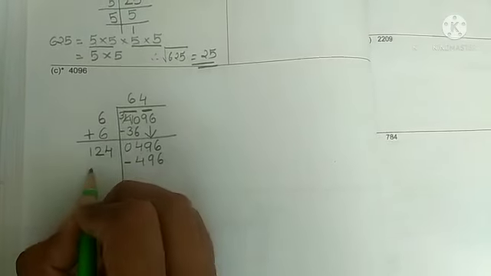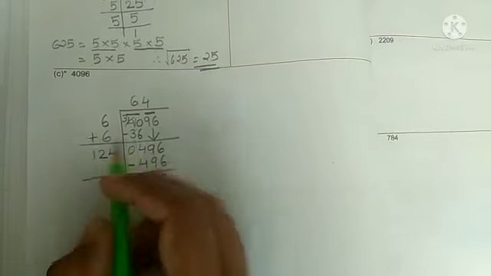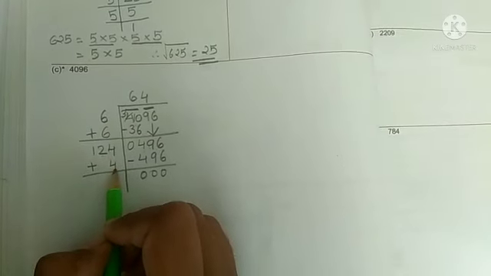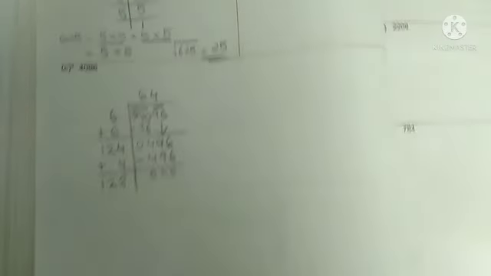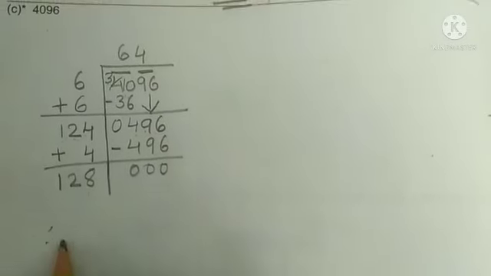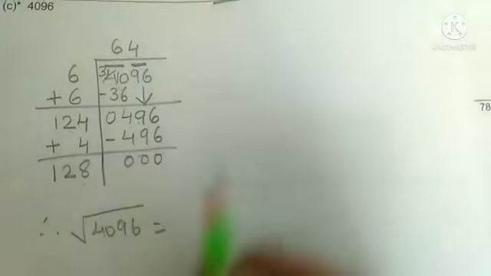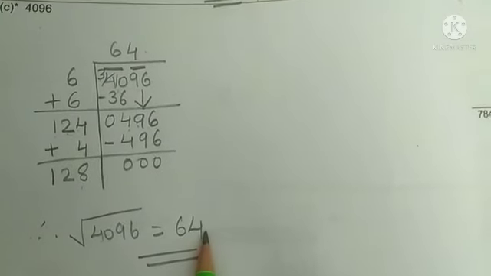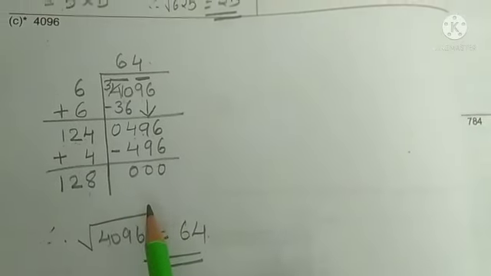Understood? We have to subtract this, and you will get 0, 0. Now with 124 again we will add 4. Clear? So 4 plus 4 you will get 8, 2 and 1. Understood, student, how you will do? So what will be the square root of 4096? That is our quotient, that is 64. Clear? So the square root of 4096 is 64. Clear? So you can find out the square root by this division method also.